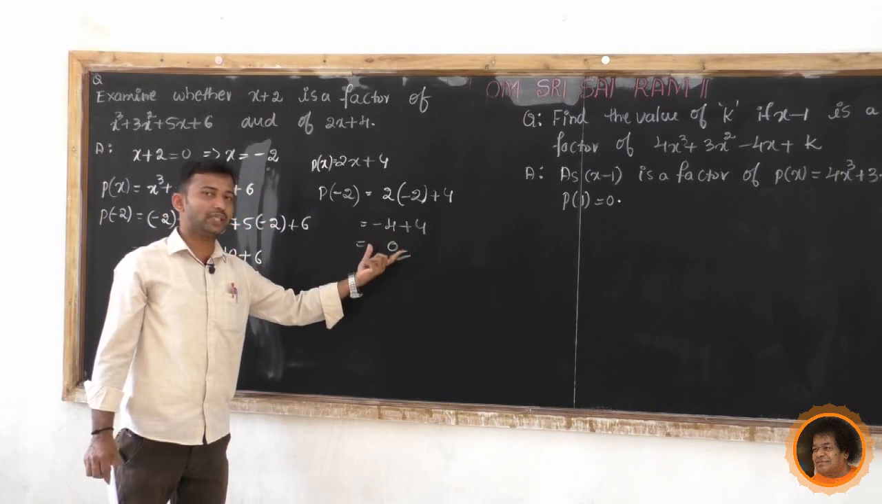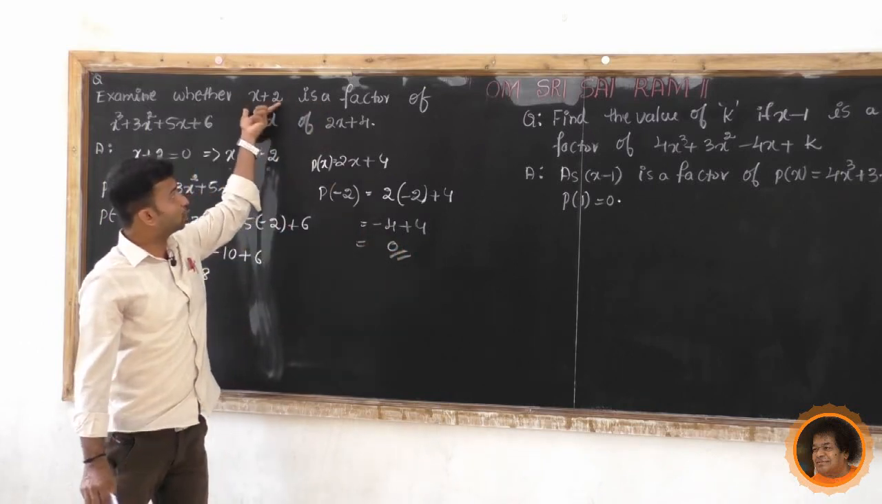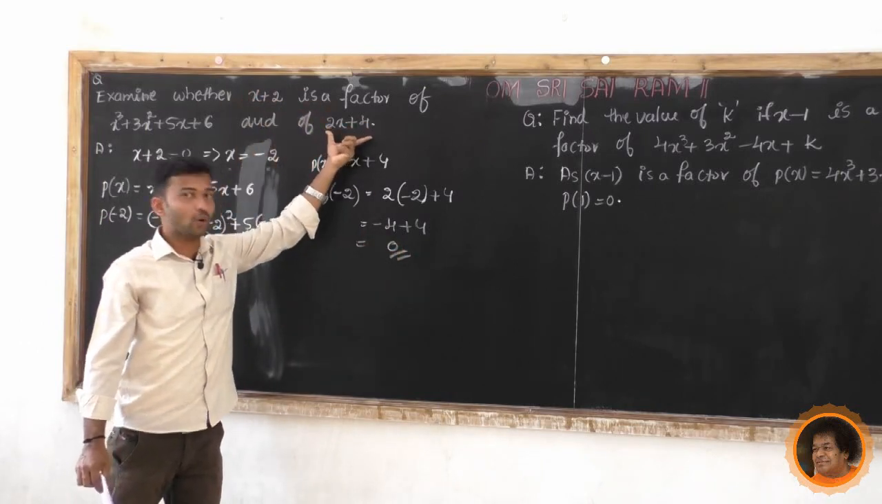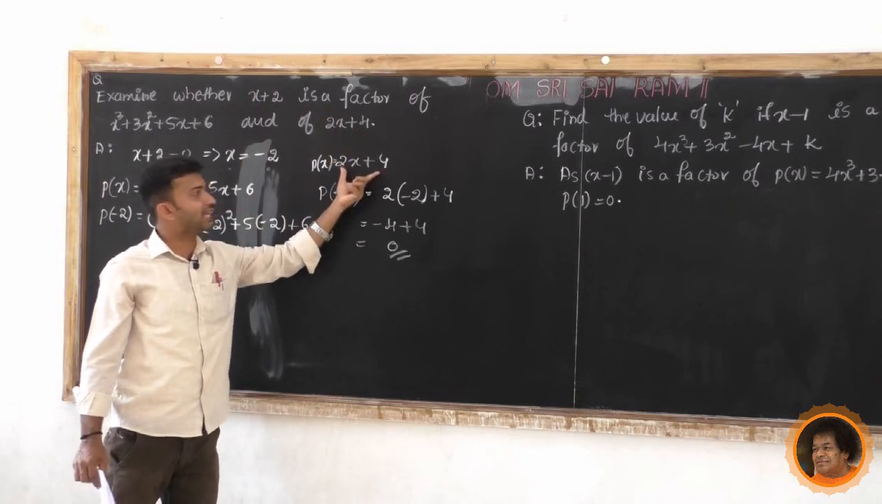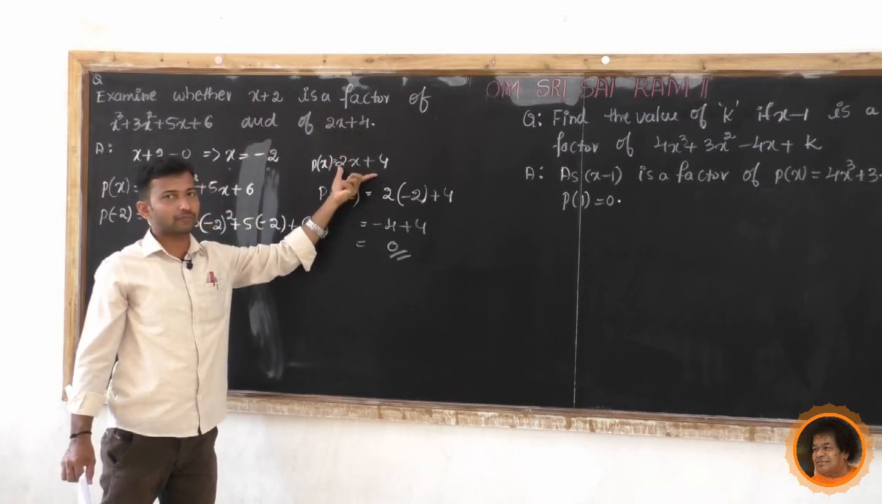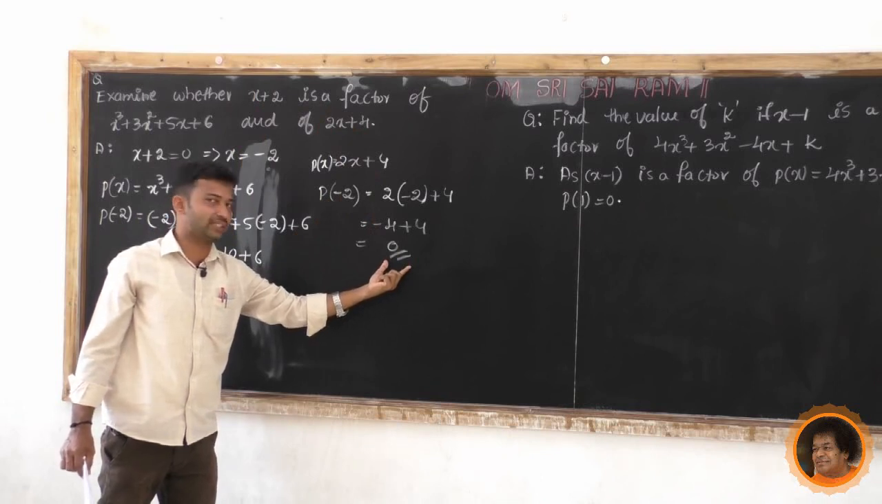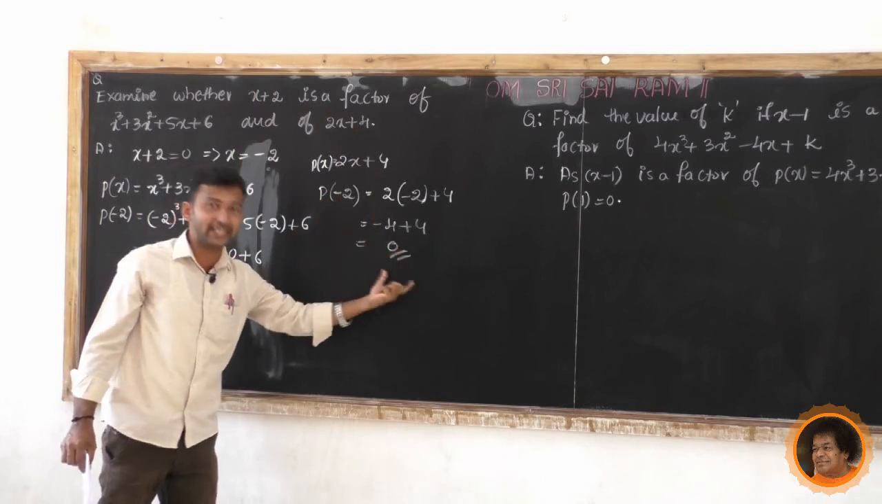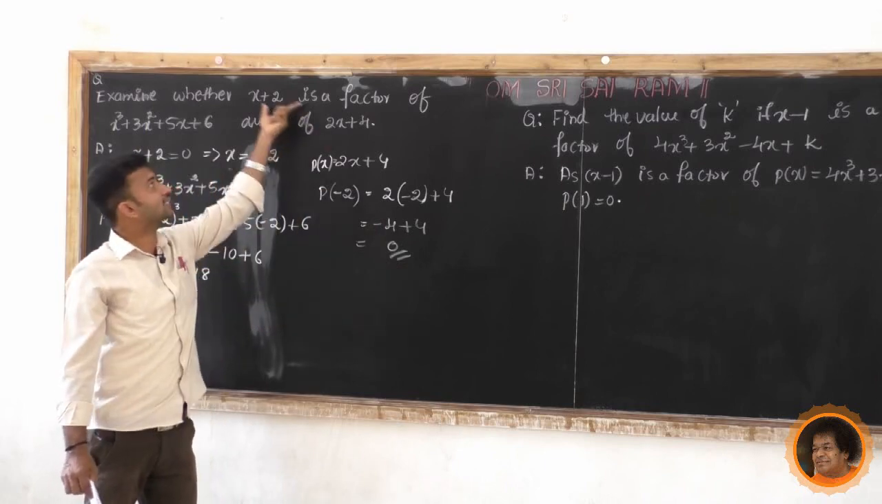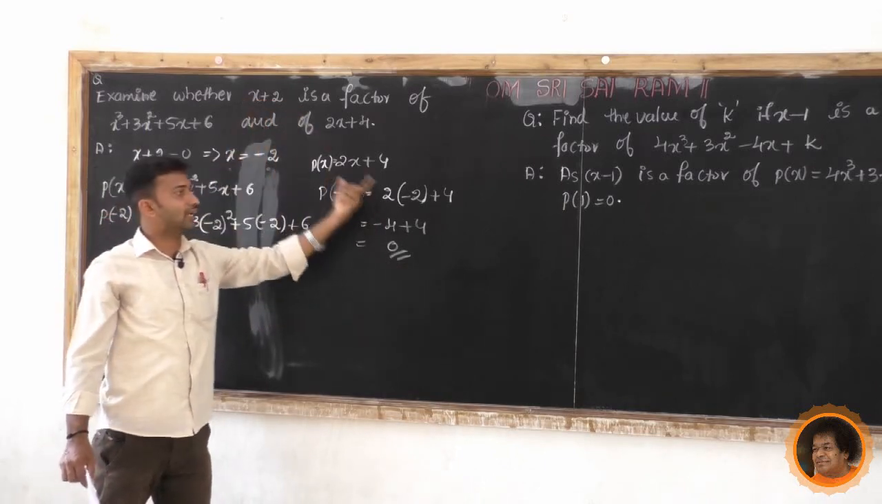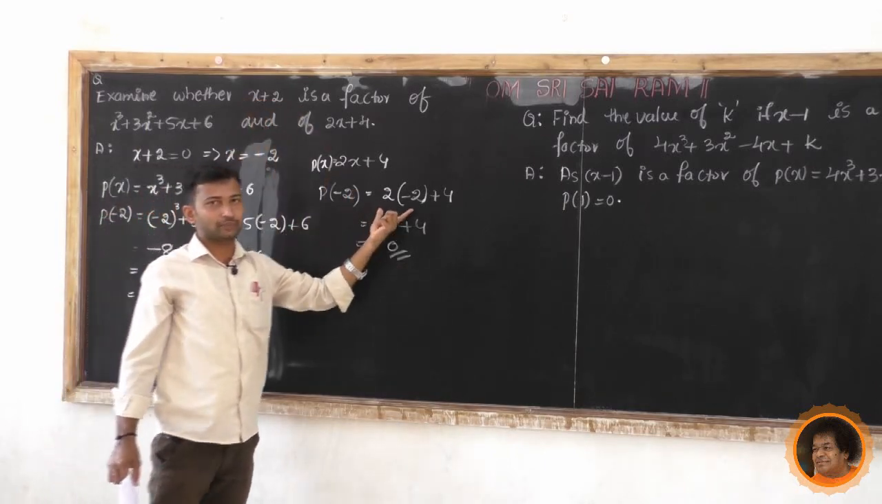So what is the conclusion? x plus 2 is also a factor of 2x plus 4, because the remainder is 0, or p of a equals 0. If p of a is equal to 0, x plus 2 is a factor of the polynomial.